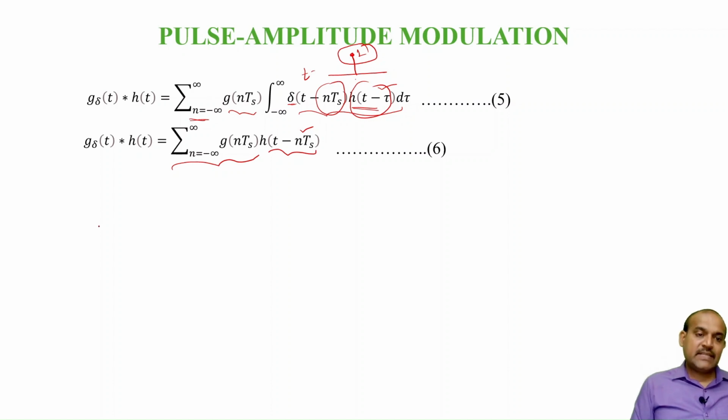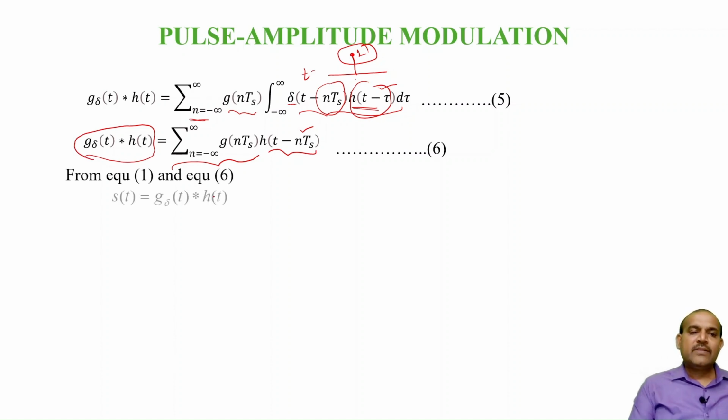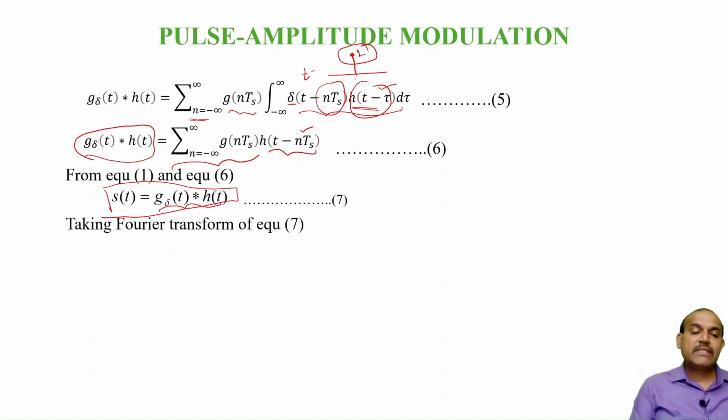Now what is this convolution? That is the multiplication of your g delta of t into h of t, which is nothing but your modulated wave. So I write it as, from the previous equations, g delta of t into h of t is nothing but your s of t. So this is your modulated signal, or pulse amplitude modulated signal, in the time domain.